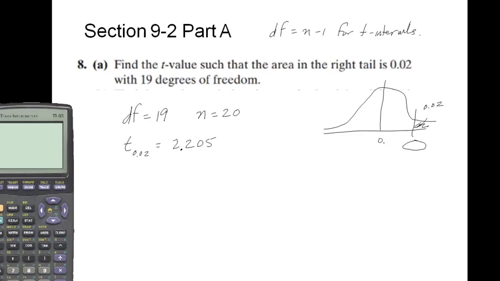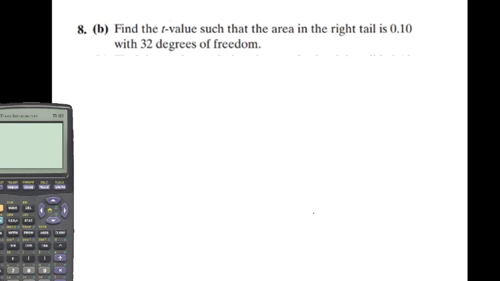This means that this is 2.205 standard deviations above 0, or the mean. And remember, 0 is always the middle of a t-score, and this would be equivalent to x bar in terms of numbers. All right, let's go try another one here.